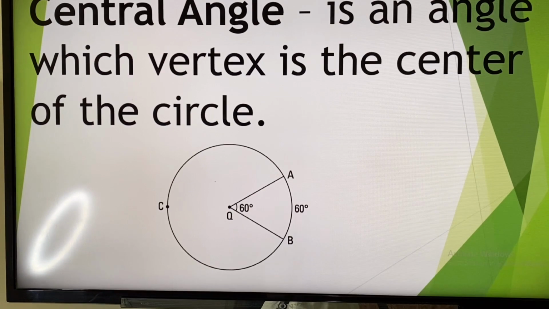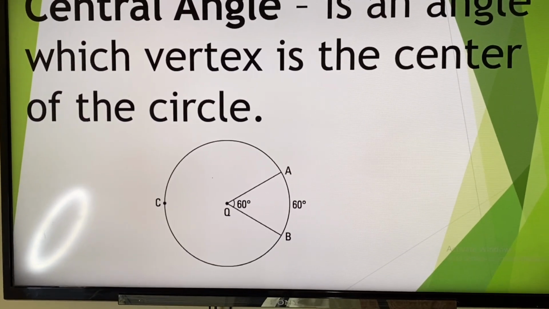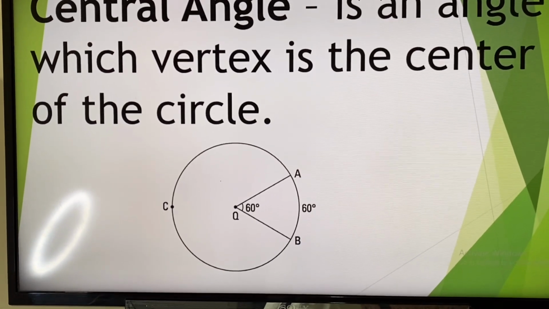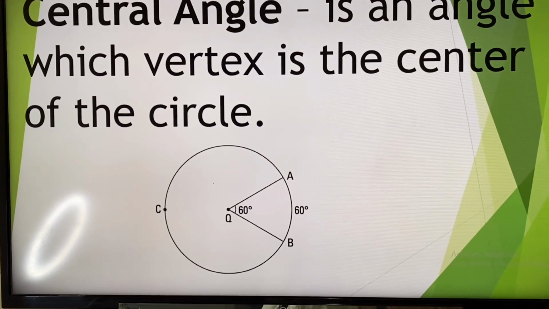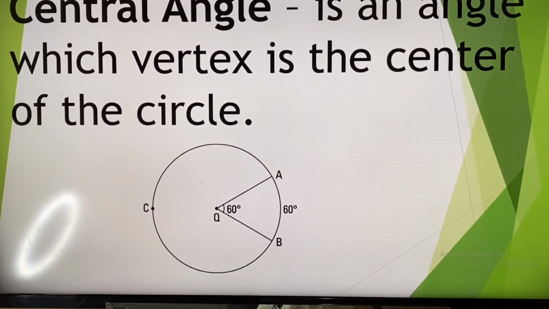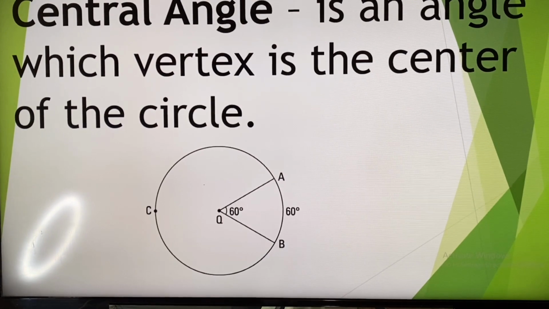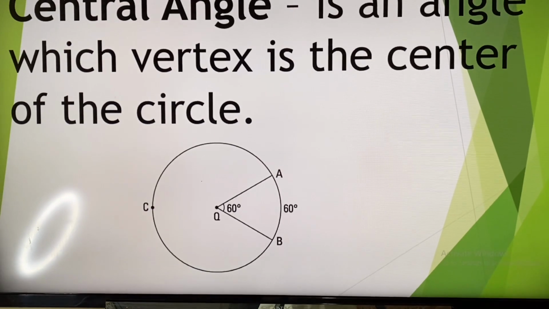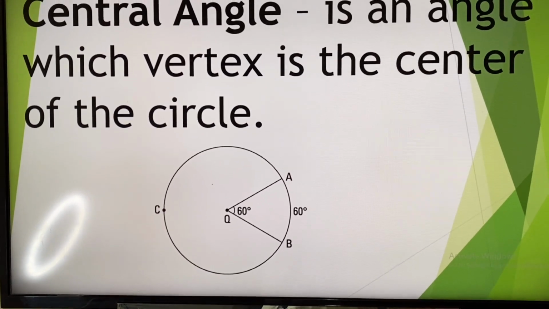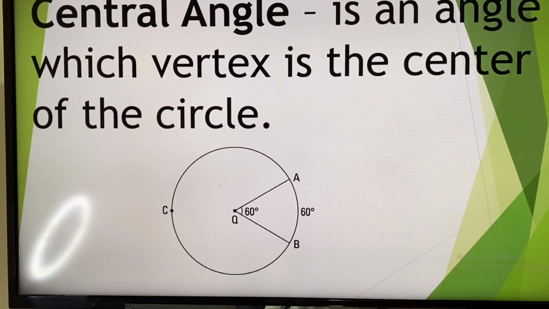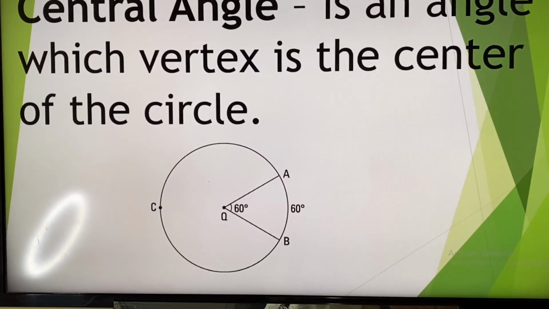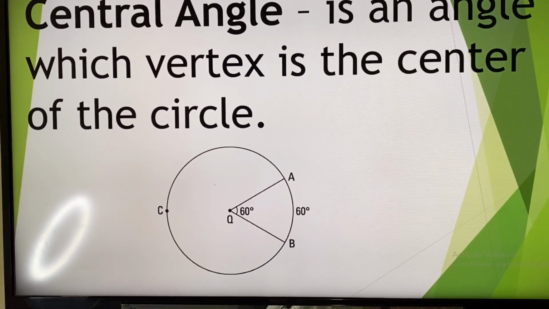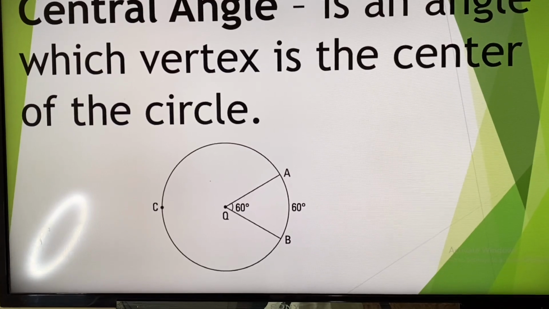Then the vertex is point Q. When we say vertex, that is the point where the two lines meet. So we have segment AQ, then segment BQ. The meeting point is point Q. That is why the vertex of angle AQB is point Q. So on that illustration, we can name the central angle. The central angle measures 60 degrees.